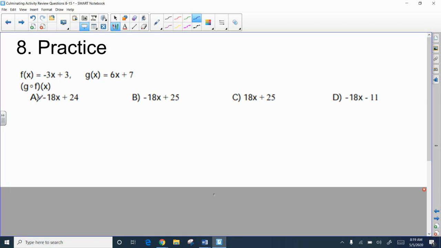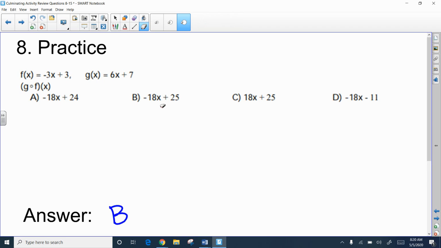All right, hopefully you tried the problem. This one you're plugging f of x into g right here. And our correct answer is answer B.